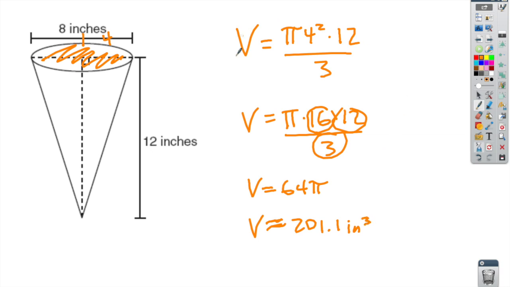All right, so there's our formula and how we use it to find the volume of a cone. It's not much different from a cylinder. As long as you can remember the relationship between the two, it makes it a lot easier. That any cone is just 1/3 of its corresponding cylinder.